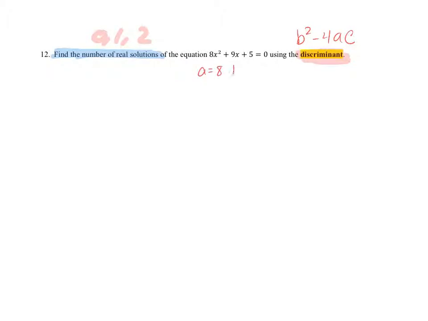So I still do the a is 8, b is 9, c is 5, and I'm calculating b squared is 81 minus 4 times a, which is 8, times c, which is 5. And 8 times 5 is 40, times 4 is 160, so this is 81 minus 160. And without even finishing to figure out what that number is, because I don't care, I know that my answer is going to be negative.